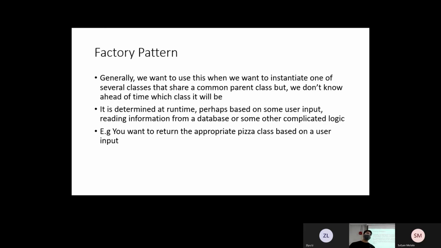So this is where the factory pattern would come in. Just based off general programming knowledge and intuition, what you might do is have an if statement that checks: if user input equals cheese pizza, you instantiate a cheese pizza object. If user input equals pepperoni pizza, you instantiate a pepperoni pizza object.